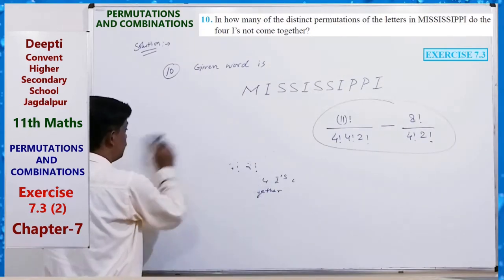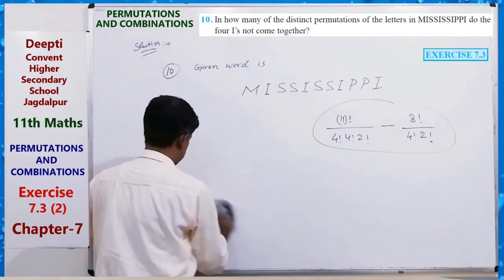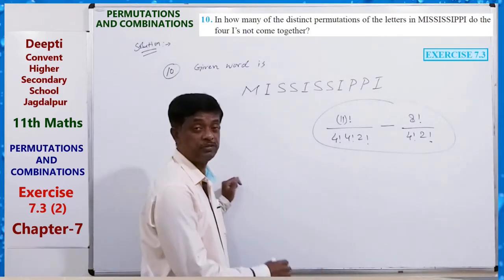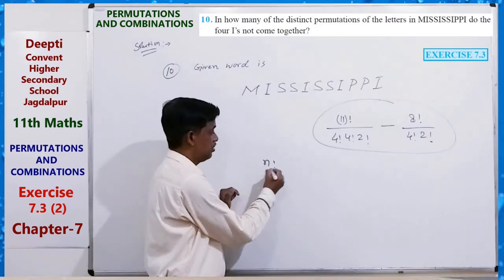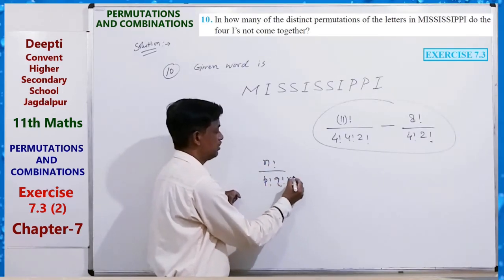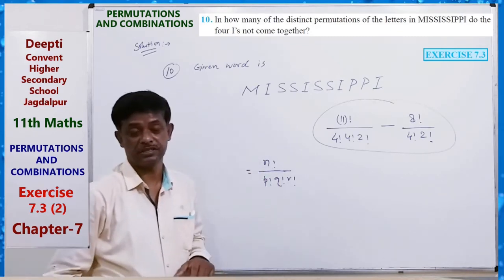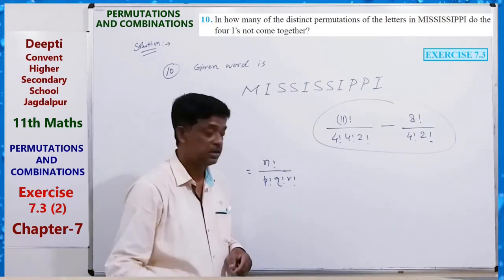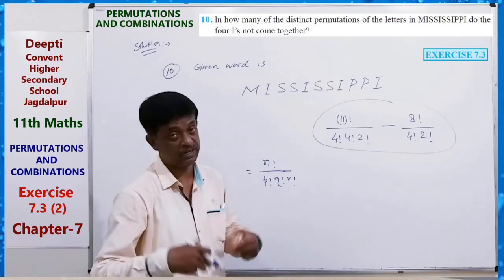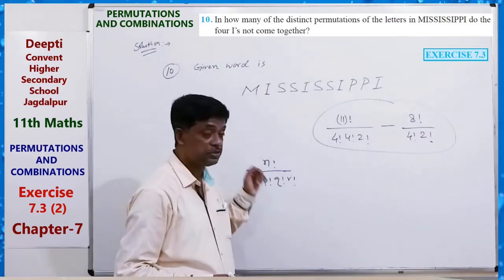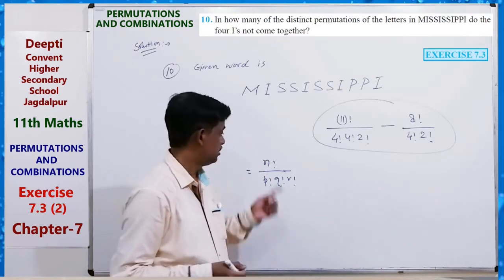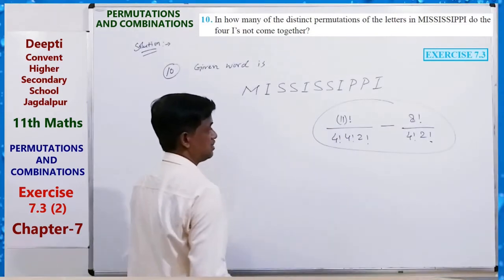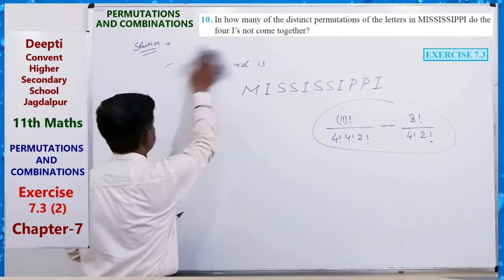Because we know the formula: if some objects are of the same type, then we just have to divide n factorial by p factorial, q factorial, r factorial. This gives the number of permutations when, out of n objects, p are of the same kind, q are of the same kind, r are of the same kind, and the remaining are distinct. Okay, so this is the answer. Just calculate it for question 10.